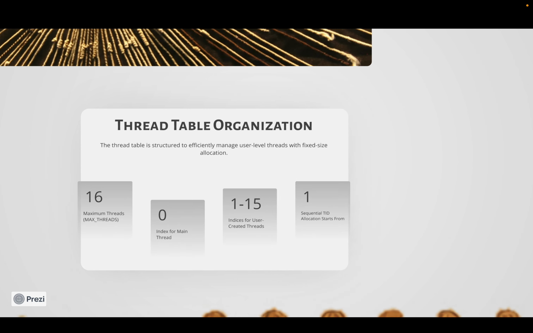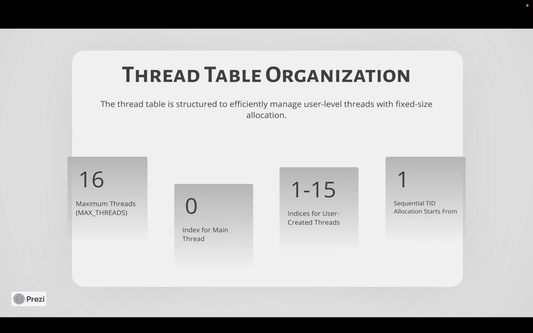Going ahead, for the indexing, there are 16 threads. The index is done from 0 to 15. 0 is the current thread that is being executed. 1 to 15 are the thread identifiers. Any thread that is initialized will get a number somewhere between 1 and 15. 0 is not allotted initially.